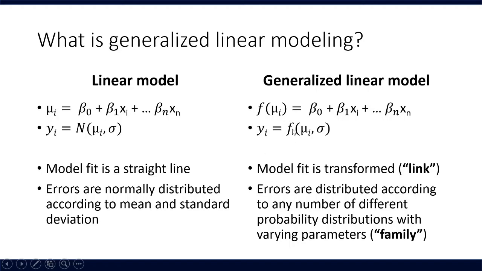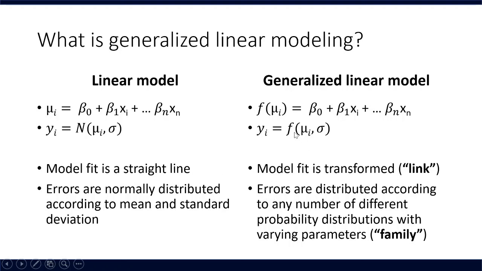Now in this case, it's not necessarily a normal distribution. It could be any number of other distributions: Poisson, binomial, beta, anything. And so in a generalized linear model, your model fit is transformed with that link function, so it's not necessarily going to be a straight line anymore. It could be, but it might not be.